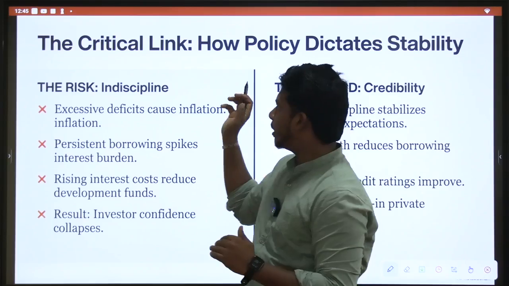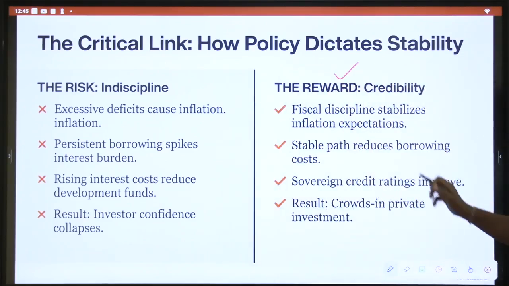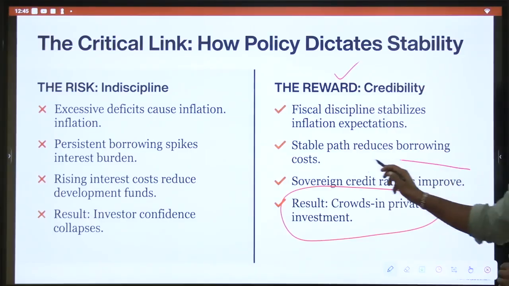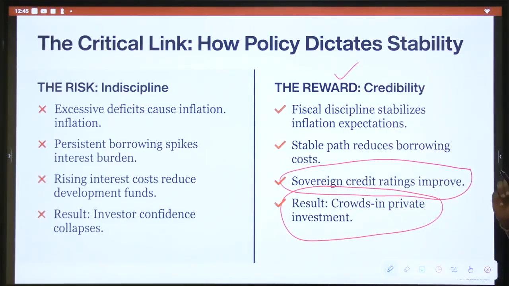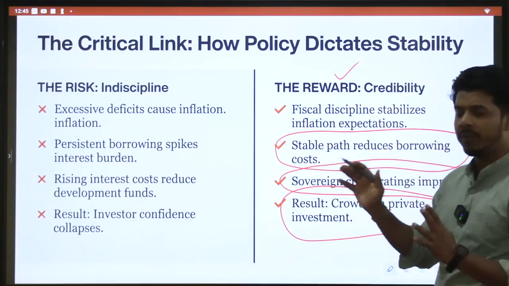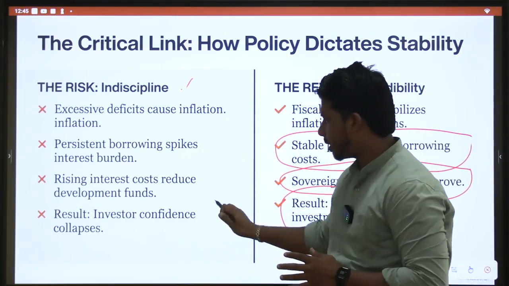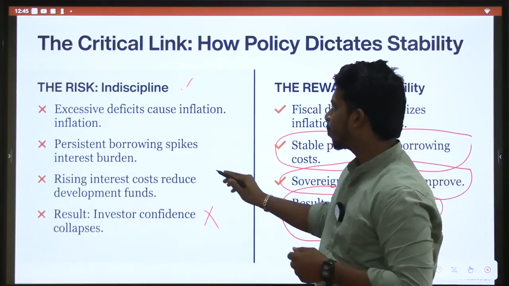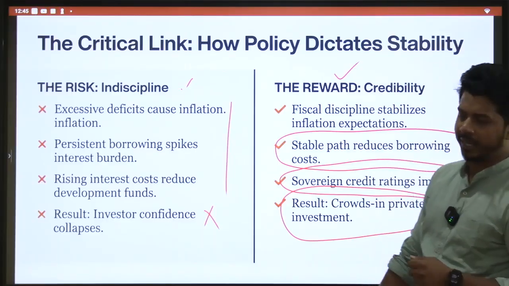Then you are disciplined, and you will gain investors' confidence and higher investment. You will be given good ratings by the sovereign agencies. You will have a stable path, with a reasonable borrowing cost. But if you are not disciplined, investors will lose confidence in you, in your country. You will have many negative effects.